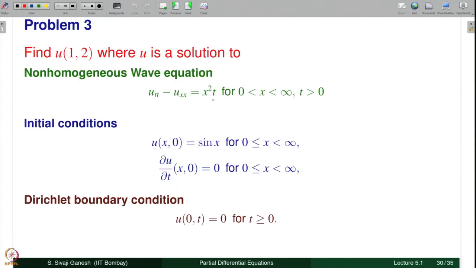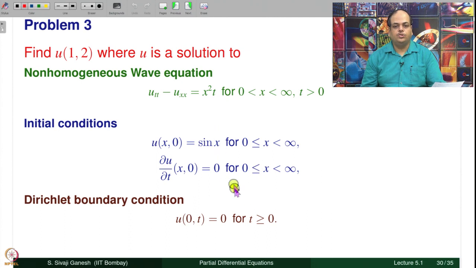Yeah, let us look at problem 3 now. We are asked to find u of (1, 2). We have a non-homogeneous wave equation and the usual Cauchy data and Dirichlet boundary condition, which is 0. This problem can be solved using many techniques.